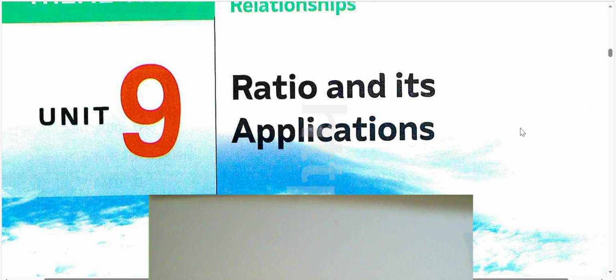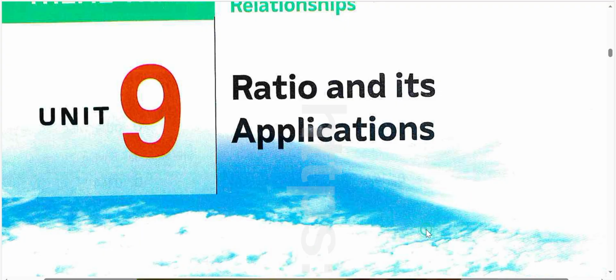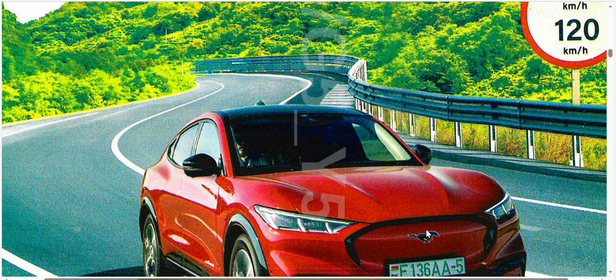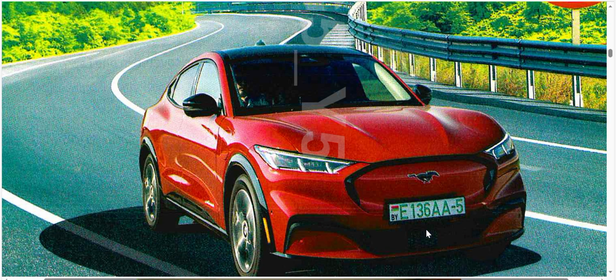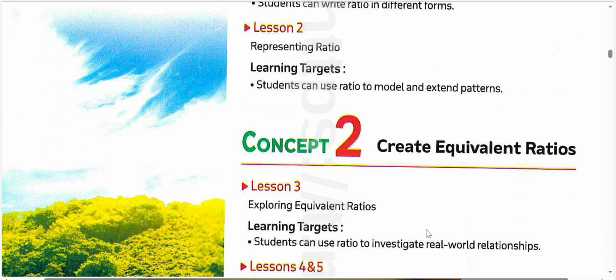First lesson, Unit 9, Ratio and its applications. You know the ratio compares two quantities which have the same units, like lengths, meter and kilometer, like 5 kilometers to 25 kilometers. You can find the ratio of the distance a car covers in the street, like 25 kilometers to 5 kilometers. You can find the ratio between two lengths.